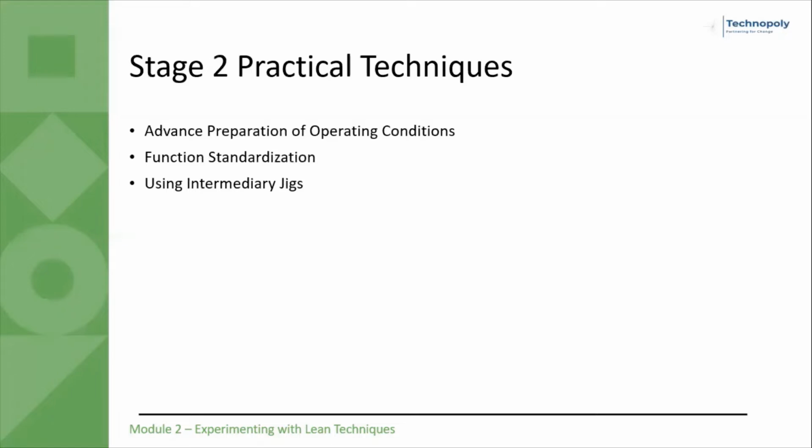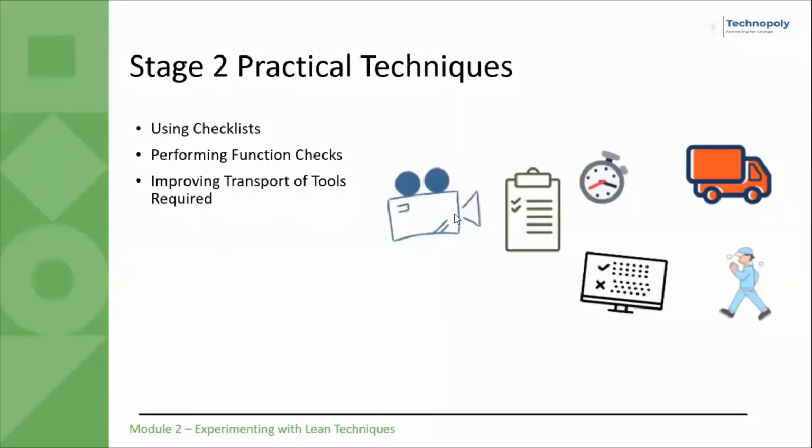Of course, internal activities cannot be converted to external in the blink of an eye. Your external activities or internal activities are currently done only during changeover for a reason. Converting them into external will need some changes in the current process. Here are some practical techniques to do this: advanced preparation of operating conditions, function standardization, and using of intermediary jigs.